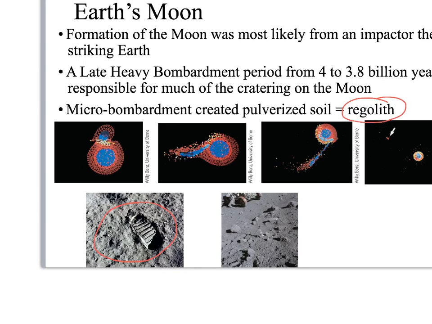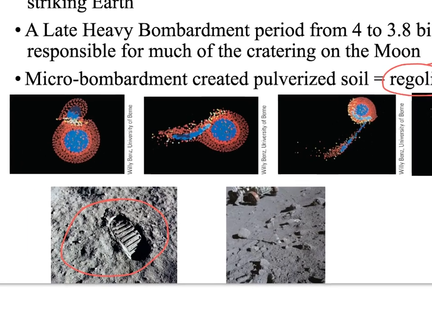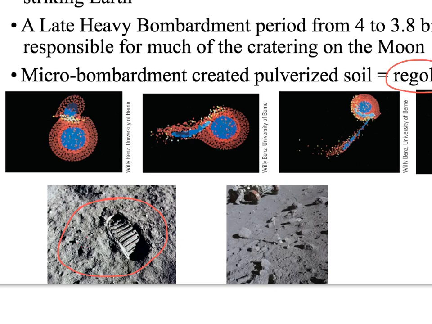Now, the moon basically has no atmosphere. It has what we call an exosphere, and also the moon has no wind. So that footprint is there to stay.